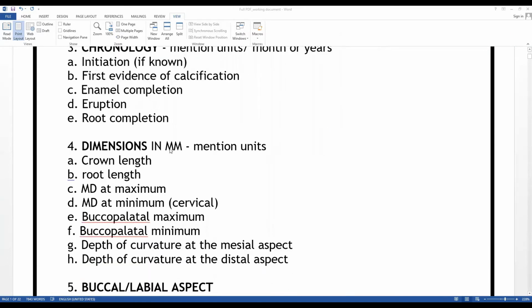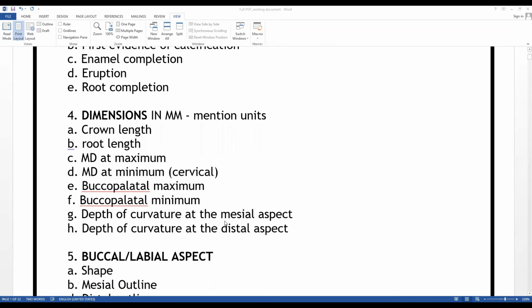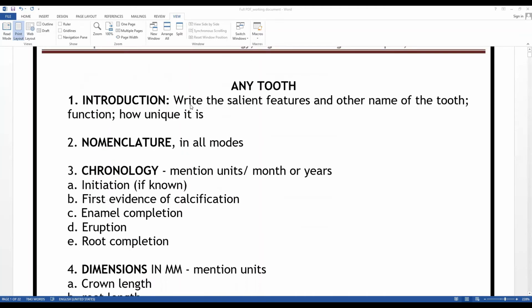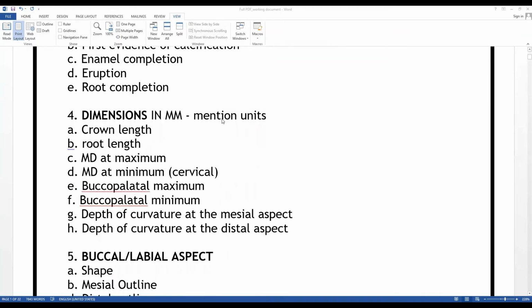Dimension: again, be specific, put a neat chart. You have 8 different parameters to mention, and always mention the units very clearly. I would say put a table in mm: crown length, root length, mesiodistal at maximum, mesiodistal at minimum, that is cervical, buccopalatal or labiolingual, whatever the dimension, maximum and minimum, depth of curvature along the mesial aspect and along the distal aspect, and height of curvature if you know it. So these points have to be mentioned in sequence. These 2 tables and this introduction will convince us as examiners that you know the subject very well.